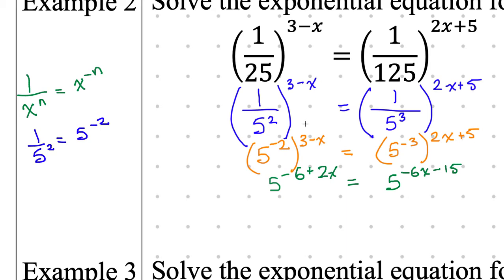Do you have to make them equal to each other? Yeah. So tell me what to write. -6 plus 2x equals -6 minus 15. Perfect. Yes, thank you, Sam. Sam is now in twice.